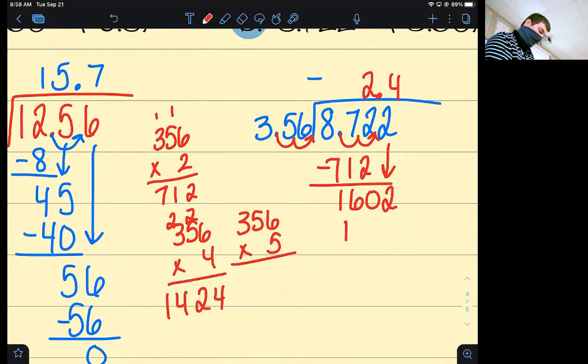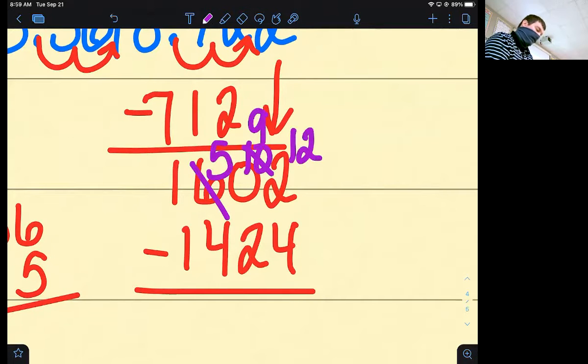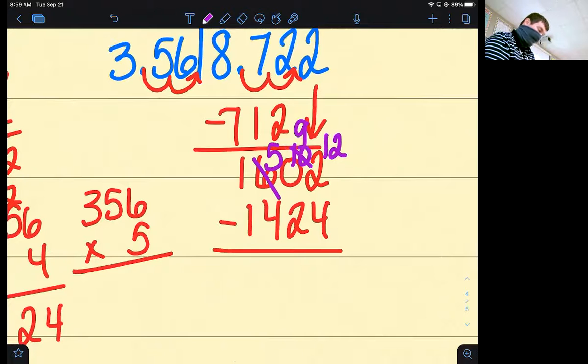I'm going to put the 1,424 right below, and I'm going to subtract, which means I'm going to have to borrow. I can't do 2 minus 4. I can't borrow from the 0. I've got to borrow from the 6 to make it a 5. This becomes a 10, which then I borrow to make it a 9. This becomes a 12. What's 12 minus 4? 9 minus 2. 5 minus 4. 1, and then 1 minus 1, 0.